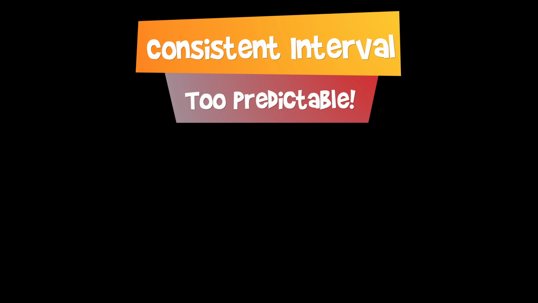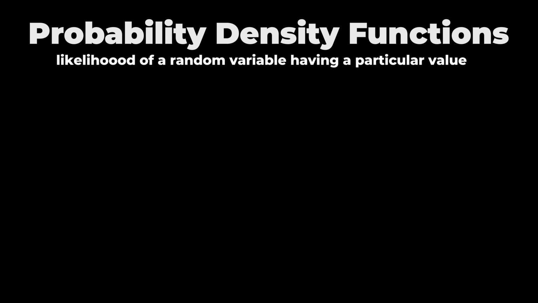We discussed earlier why it's not a good idea to have a fixed interval all the time. It can end up being too predictable and not fun for a game. Let's introduce the topic of probability density functions. And this is the likelihood of a random number having a particular value.